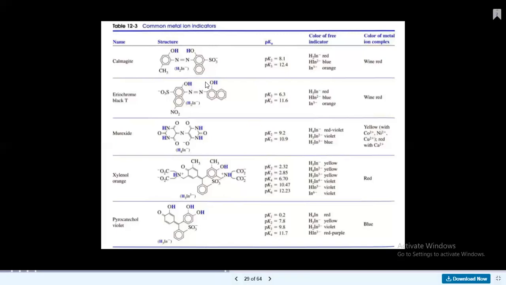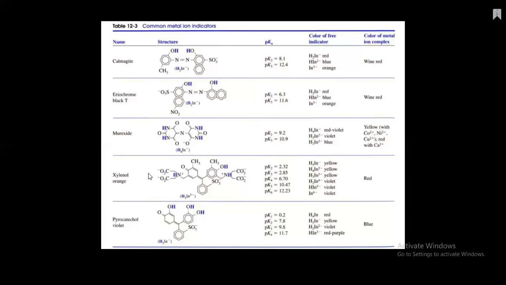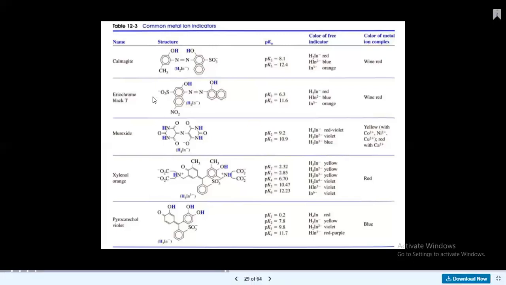The metal will form a complex with these two oxygens in the middle of this Eriochrome. Murexide is also a very important one, and xylenol orange is also a very important indicator, but it will be too much for you. So you have to remember between the two indicators, Eriochrome Black T and murexide.